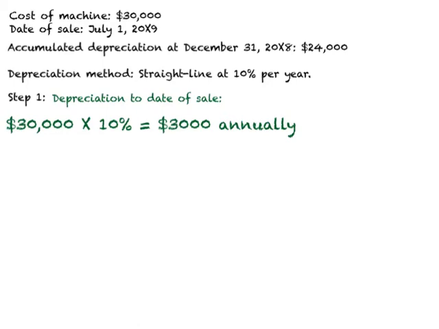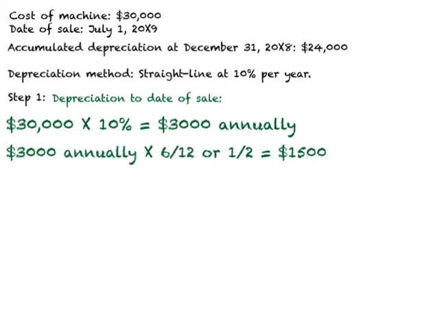The time period between December 31st and July 1st, or January 1st and July 1st, is 6 months, half a year. Therefore, we will take the annual depreciation rate of $3,000 and multiply it by half a year, so our depreciation for this time period is $1,500. The next step is to do a journal entry.